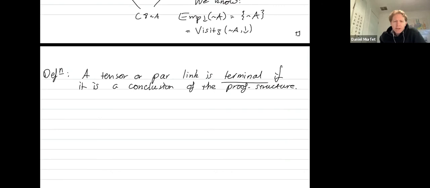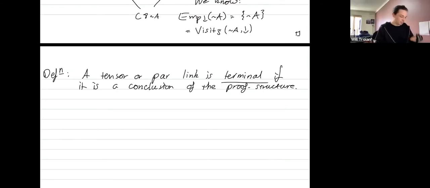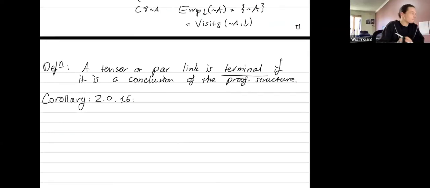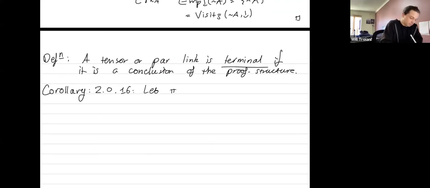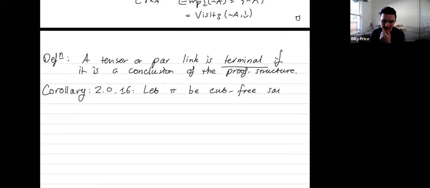Okay, so this is literally just the introduction of a redundant synonym for something, or am I missing something? Well, you could have a non-conclusive tensor link, right? And the formula might not be the premise to any other link, right? But I'm saying that the entire link that formula is part of is terminal, rather than the formula. Right? Okay. All right. Okay, what are we up to? 2.0.16. So, sorry, do you mean it's terminal if its conclusion is a conclusion of the proof structure? Yes. Right.